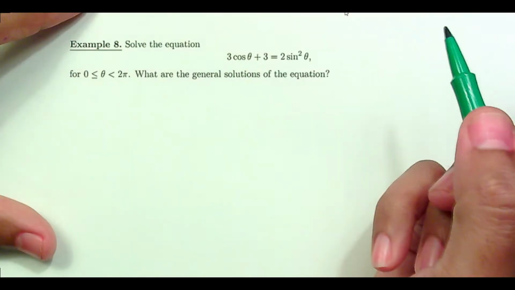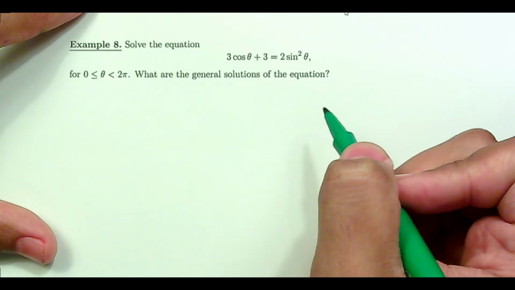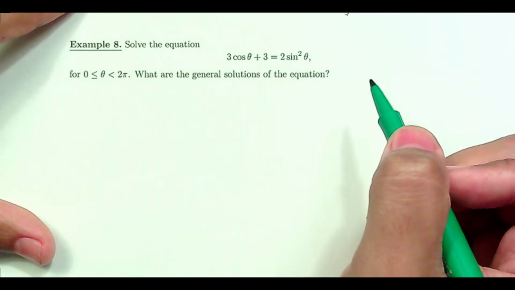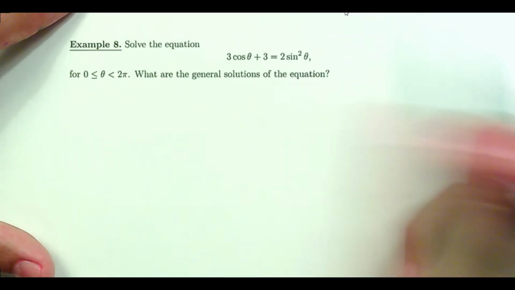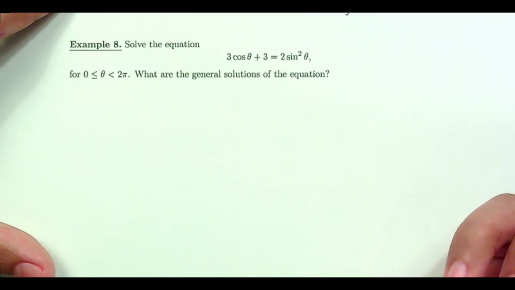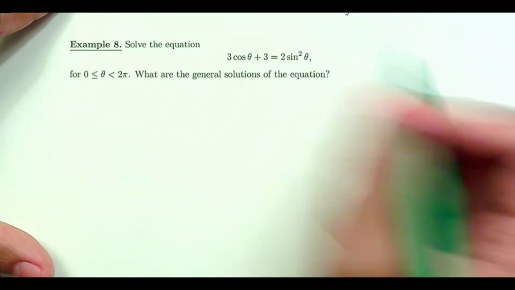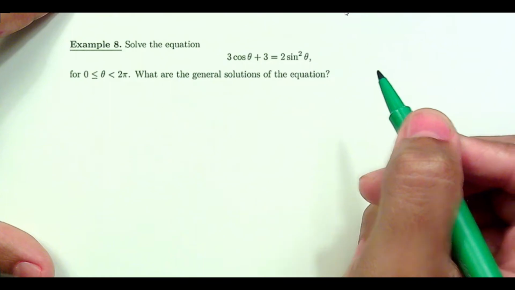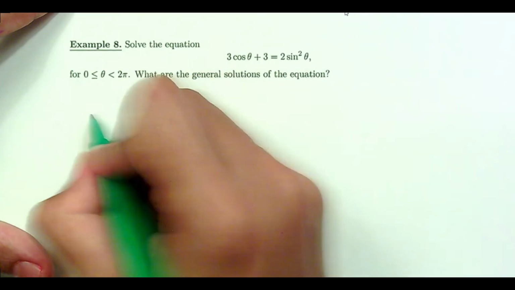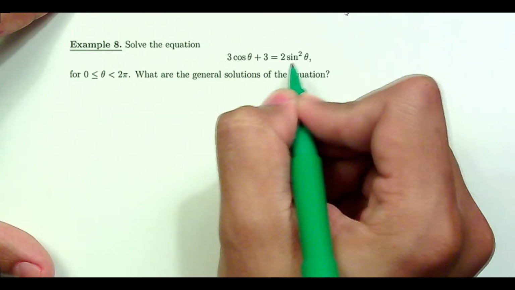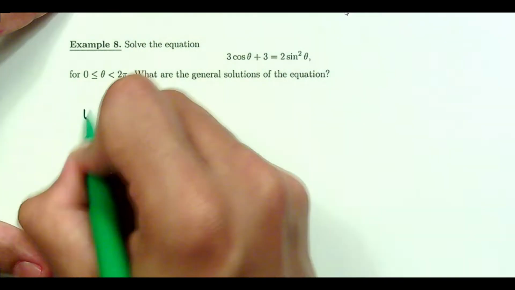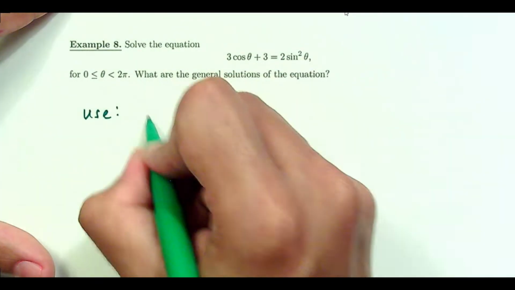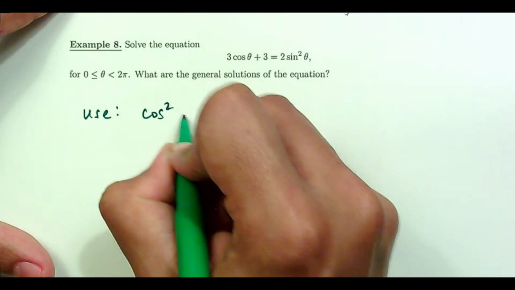What we're going to do as our first step is change everything in terms of sine or change everything in terms of cosine. Whatever is easiest, that's what you're going to change it to. To change the sine squared, you will always want to change the square term. We're going to use the Pythagorean identity.